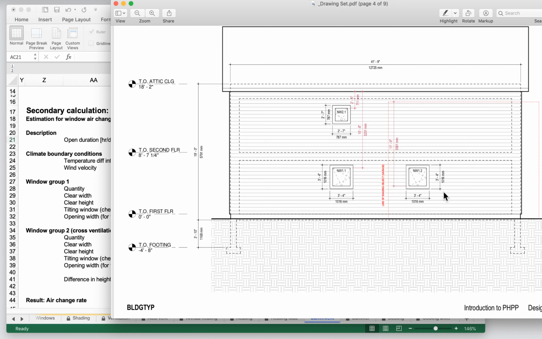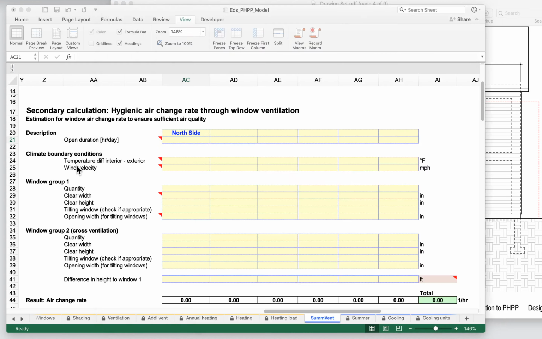Or is somebody always around and you're able to keep the windows open all the time? And that's just a decision you have to make as a designer. You know, what kind of building are you building, and how conservative do you want to be with this type of modeling? I'm going to say that these windows are going to be open. Let's say a building like this, let's say that these tilt-turn windows are actually open 12 hours a day.